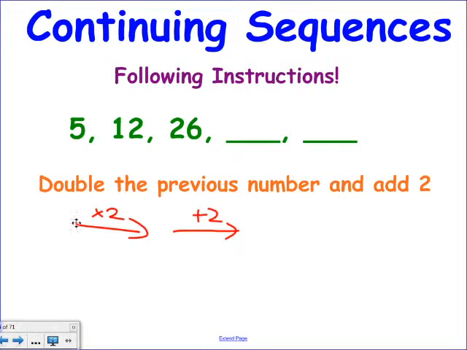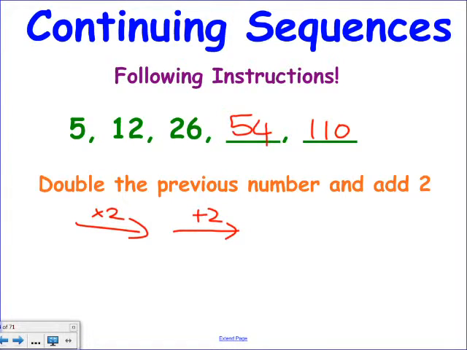So in theory I'm doing 2 functions to my number. I'm multiplying it by 2 and then I'm adding 2. So I've got 5, multiply it by 2 to get 10, add the 2, I get 12. 12 times 2, 24, add the 2, 26. So you would just follow these instructions to work out the next 2 terms of your sequence. So 26 times 2 is 52, add the 2, gives you 54. 54 times 2, 108, plus the 2, 110.